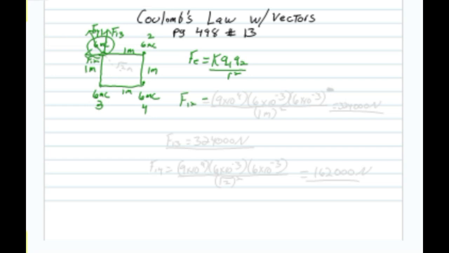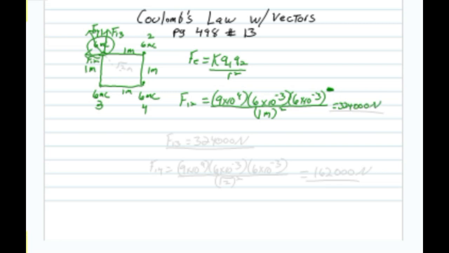So F12 is going to be K, which is 9 times 10 to the 9th, times 6 millicoulombs, which is 6 times 10 to the negative 3rd. And it's the same thing again, so I could have written squared if I wanted to. Not this time, though, because I already wrote it twice. And divide by the distance, which is 1 meter, squared. All right, so if we punch that in the calculator, we get 324,000 newtons.